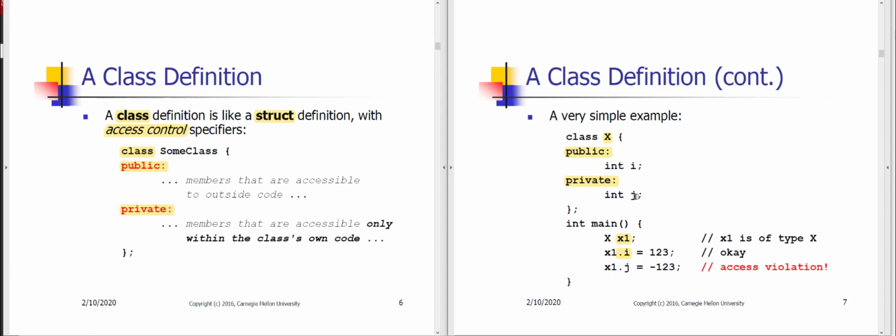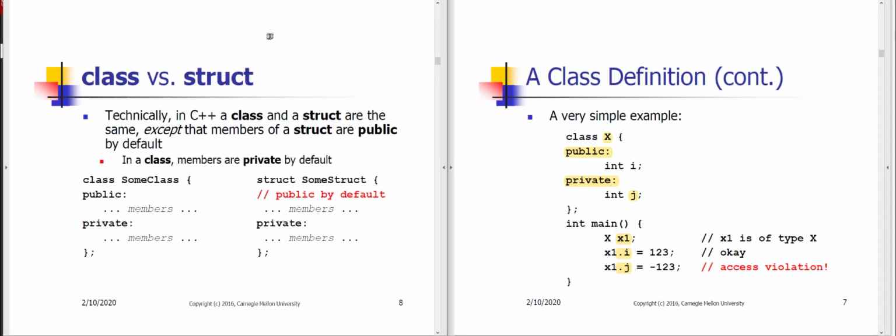On the other hand, j here is a private data member within x. So although I can see this class, and I can see that there's something called j in here, if I attempt to access j by saying x1.j, I get an error from the compiler telling me that I'm trying to access something within x1 that is private.